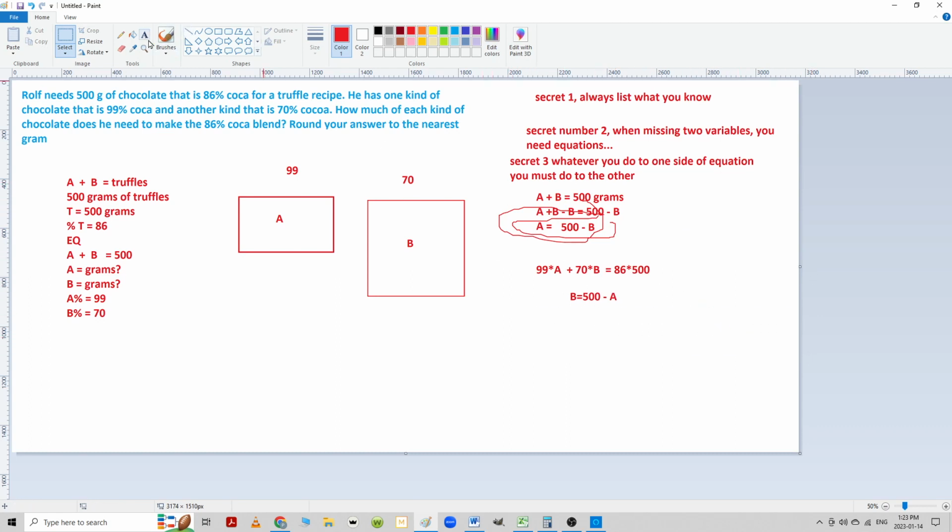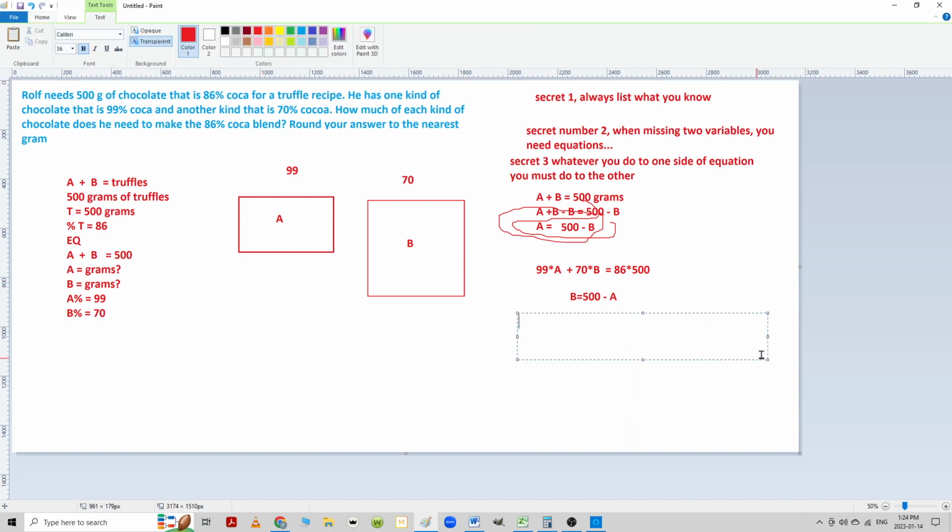And everywhere I see b, I'm going to replace it with my equivalent equation. So I got 99 times a plus 70 times b, but I'm going to replace b with my equivalent equation. And this is still 43,000 on the right. So I get 99a, and when I expand this, I get 35,000 minus 70a.